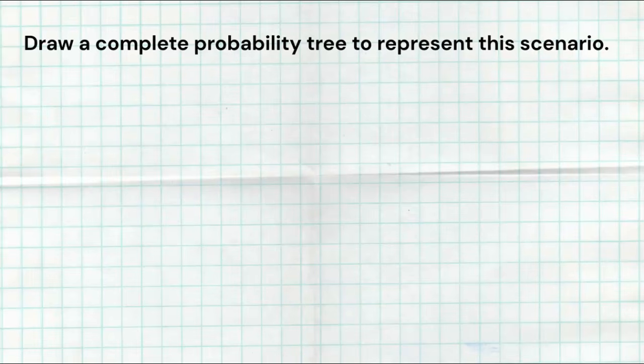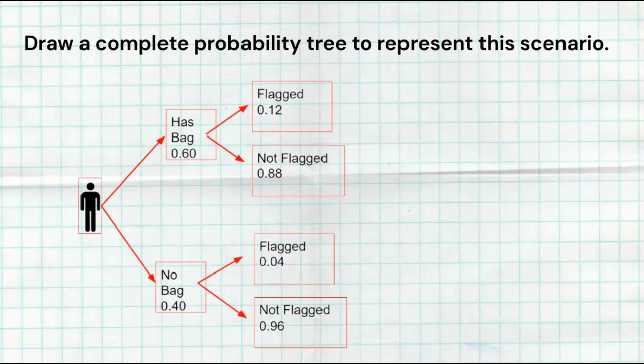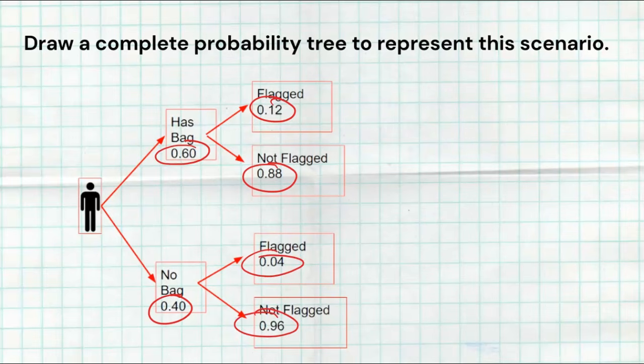All right, the first question here says to draw a complete probability diagram to represent this scenario. This should be pretty easy. First, you have to be a person going to the concert. Then you either have a bag, which is 60%, or you do not have a bag, which is 40%. Then, as we said, if you have a bag, there's a 12% chance you get flagged for additional screening, which would mean there's an 88% chance you do not get flagged. Then the other piece of information they told us was that if you do not have a bag, there's a 4% chance that you get flagged for additional screening, which would tell us there's a 96% chance you do not get flagged for additional screening.